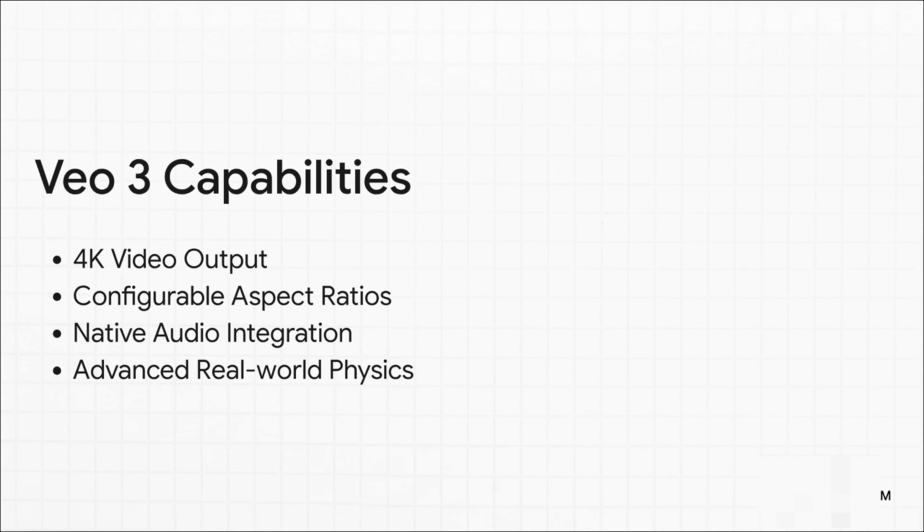But the absolute game changer here? The native audio integration. You know how older models made you dub the sound in post? Well, VEO 3 generates the spoken dialogue, the background environmental sounds, and the visuals all at the exact same time. When you combine that natively synced audio with advanced real-world physics, like the super-accurate interplay of light, shadows, and fluid dynamics, you are looking at an incredibly powerful cinematic engine.